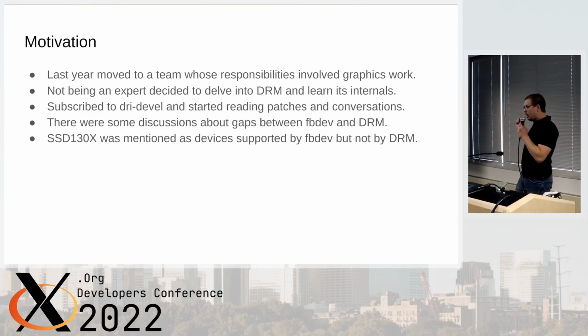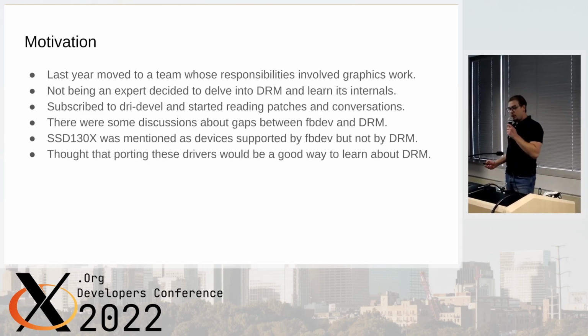And in one of the threads, it was mentioned that there was a family of very simple display controllers that were supported by fbdev, but that weren't supported by DRM. So I thought that maybe if I could get one of those and try to port the fbdev drivers to DRM, that would be a good learning experience for me to get more familiar with DRM. I noticed that I could buy those easily, and they were fairly cheap, so I did that.